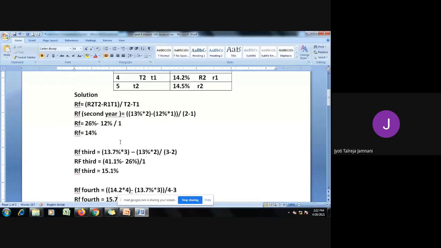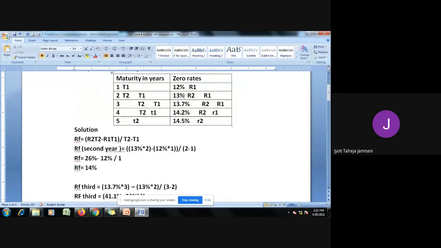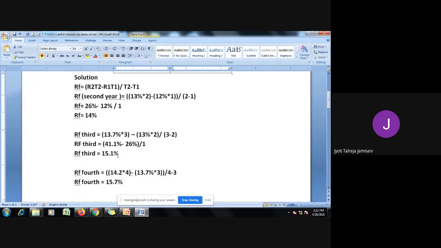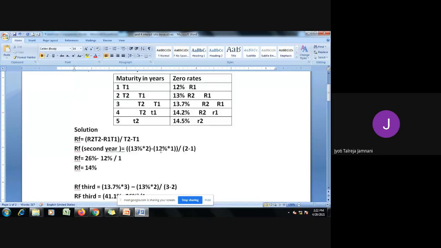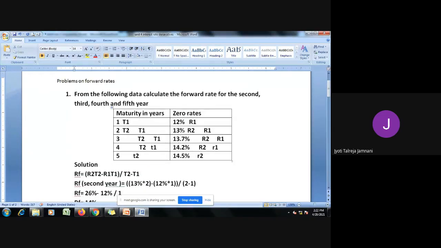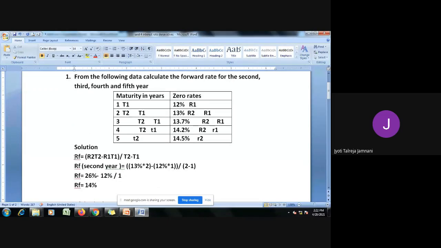For the second year, it is 14%. See, for second year, they've already given you the zero rate. What we have found is the forward rate. So for second year, zero rate was 13%. Forward rate you have found is 14%. Same way for third year, zero rate was 13.7. Forward rate you have found as 15.1. So with forward rate, you're telling what would be the rate in the future. If this is the rate today, what would be the future rates or forward rates you can find by using this formula.